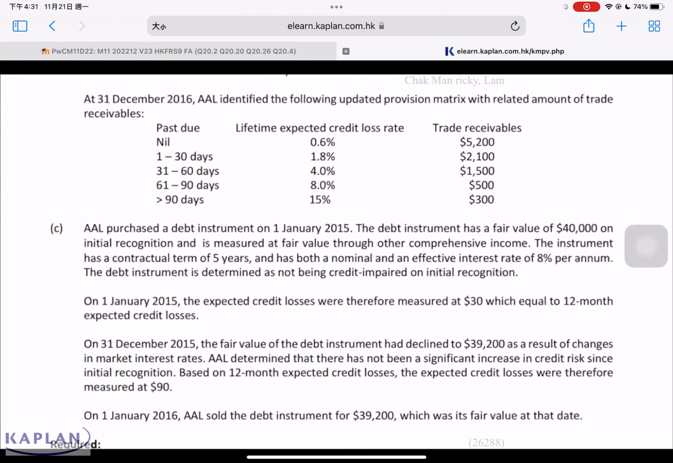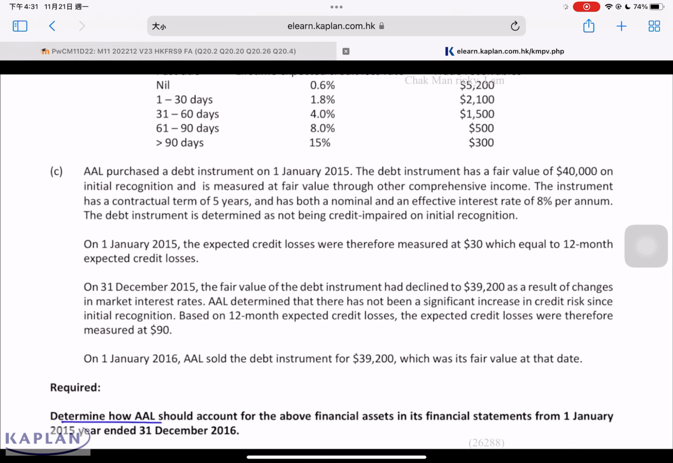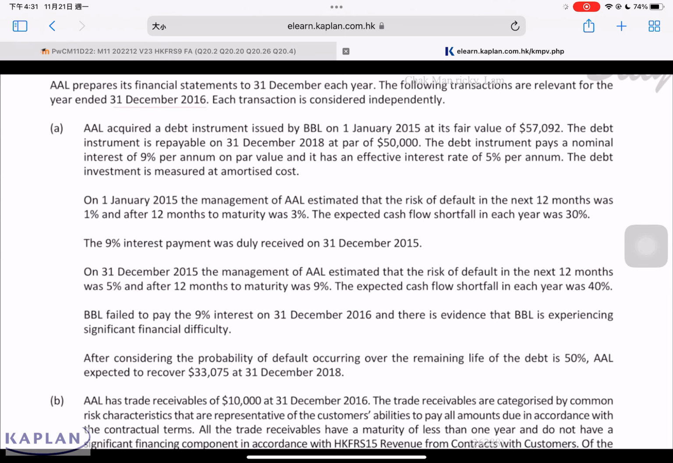the calculations. You are required to determine how AAL should account for the above financial assets in the financial statements from 1st Jan 2015 to 31st December 2016, 2 years. The financial year end is 31st December 2016. Part A. The question mentioned that AAL acquired a debt instrument issued by BBL on 1st Jan 2015.